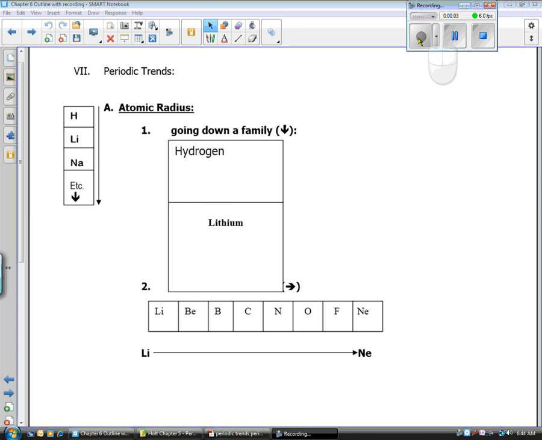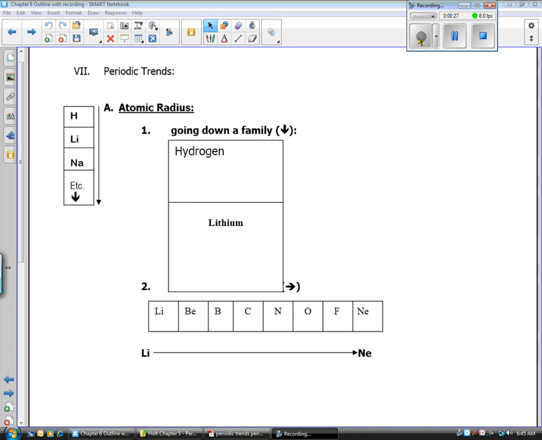Alright, we're going to look at something called periodic trends. These are just trends that happen on a periodic table. A trend is something that generally will happen as you move along the periodic table, whether you move up to down or left to right. Doesn't mean it's going to happen every single time. There might be exceptions to the rule, of course, but these are generally things that you can predict based on where an element is on the periodic table.